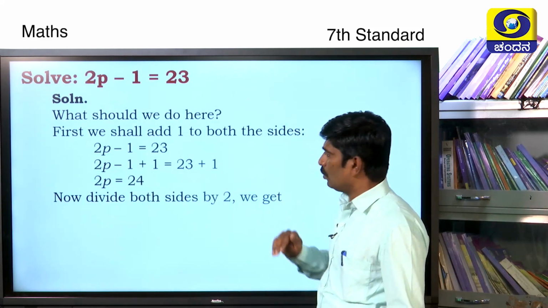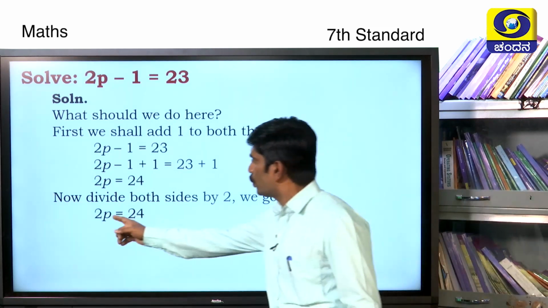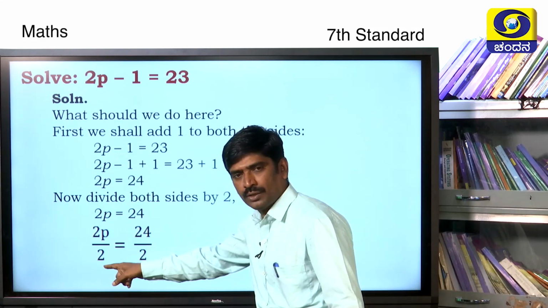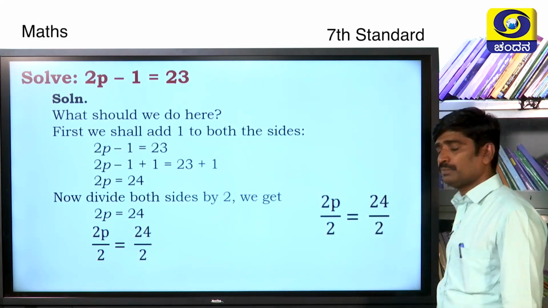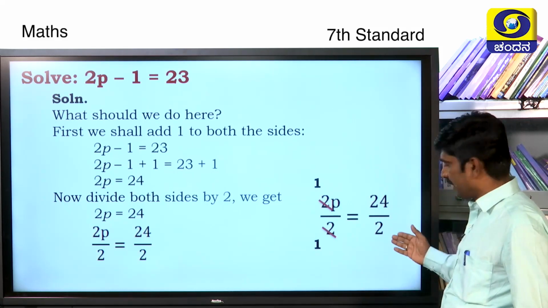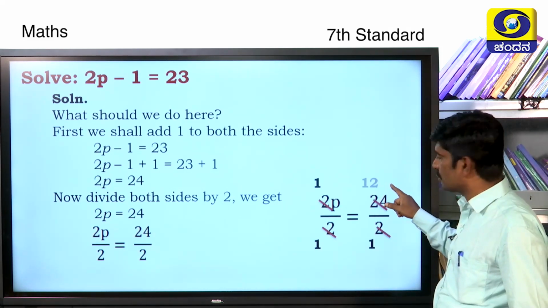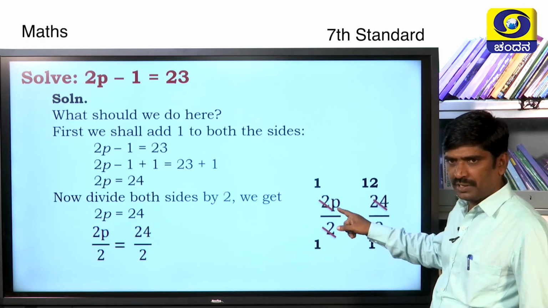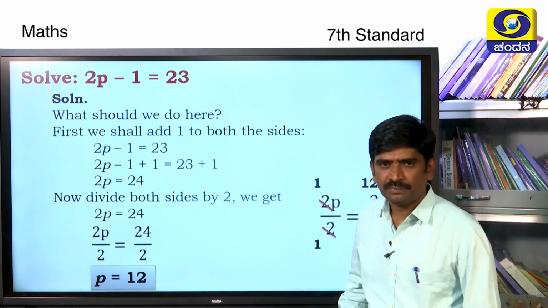Now divide both sides by 2. Then we get 2p divided by 2 is equal to 24 divided by 2. Then what happens? See here, 2 ones are 2, on the left side and right side. 2 ones are 2, 2 twos are 4, that is 2 twelves are 24. Then on the left side p is the only one remaining, here 12. Therefore, p is equal to 12. We get the solution? Yes.